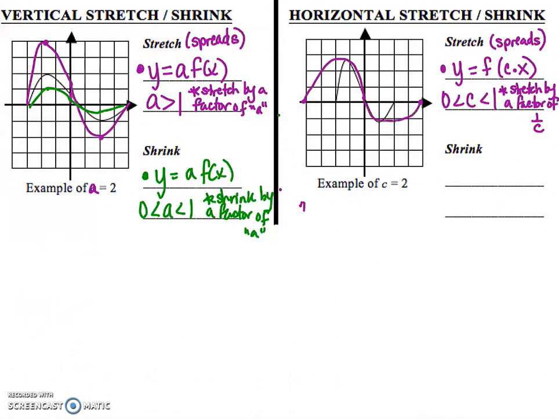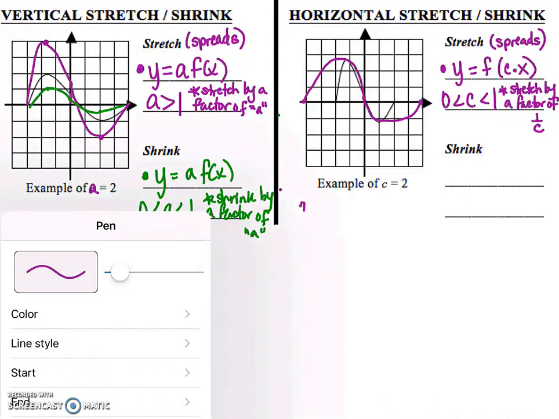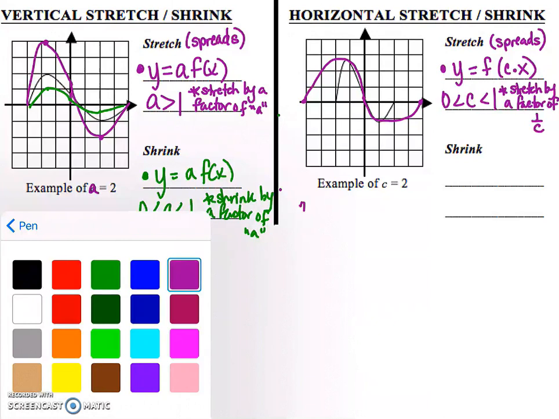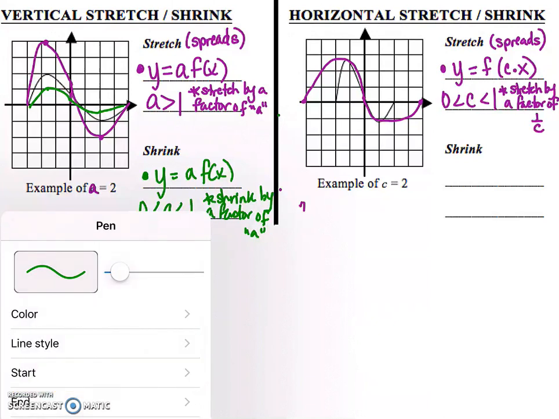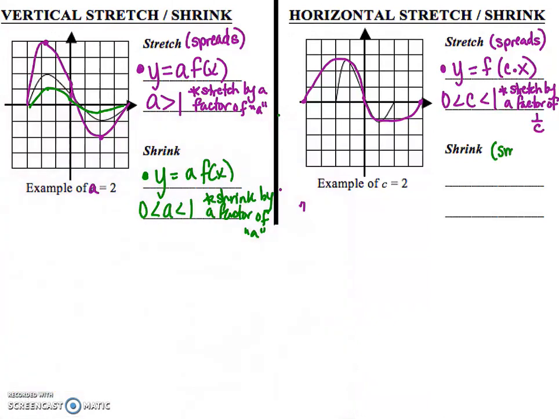So that's going to make it, sorry, that got a little sloppy there. That's going to make it look like that. And then we can also have a horizontal shrink, or I like to call it a horizontal smush, because it's smushing your graph together.